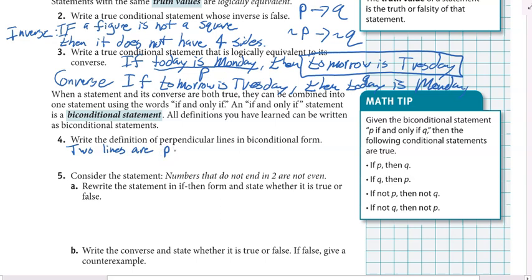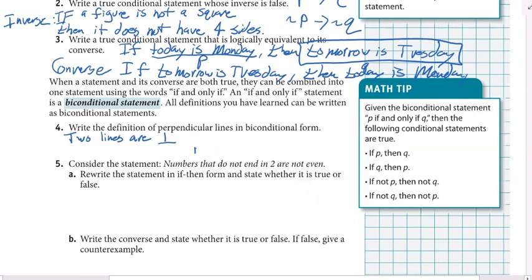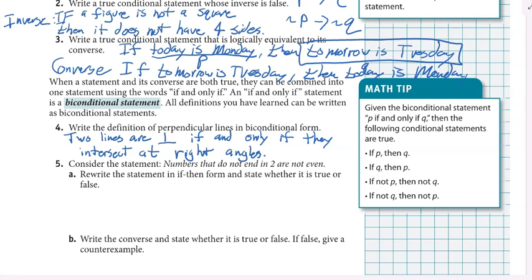I'm just going to use the symbol for this one to throw it out there and to save some space. This upside down T symbol represents perpendicular. So two lines are perpendicular if and only if they intersect at right angles or 90 degrees, because that's what right angles mean.